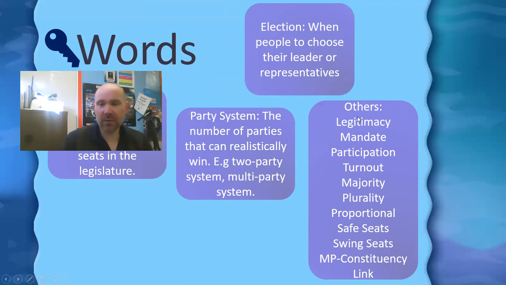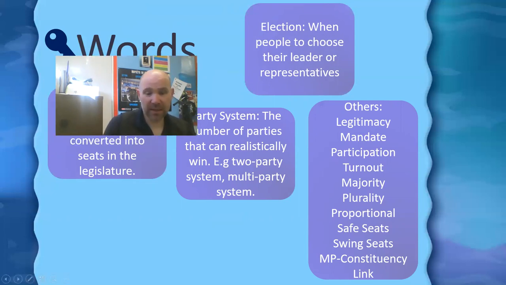Those are some of our keywords. Now, the other words we're going to be talking about, I've given a big list on the right-hand side here, and some of them you've learned already, but many of them we knew. We've got legitimacy, mandate, participation, turnout, majority, plurality, proportional, safe seats, swing seats, MP constituency link. That last one is all one phrase. And I think we've probably used about 5 of those words already throughout the course. So hopefully some of them will be familiar to you. And I'm going to be using a few just on the next slide as well.